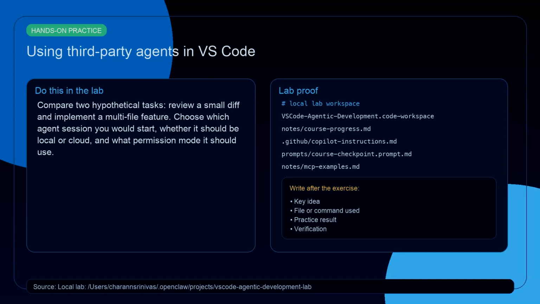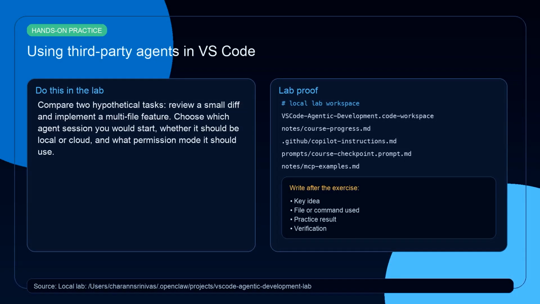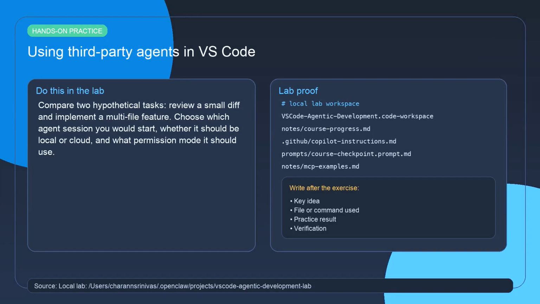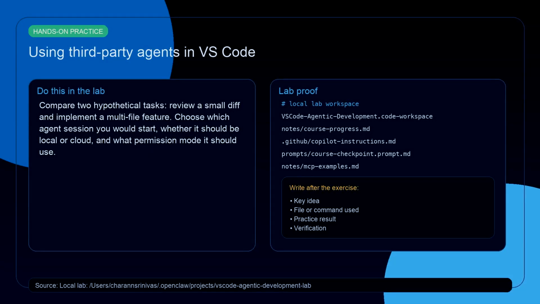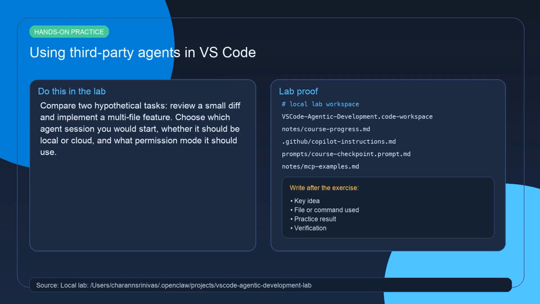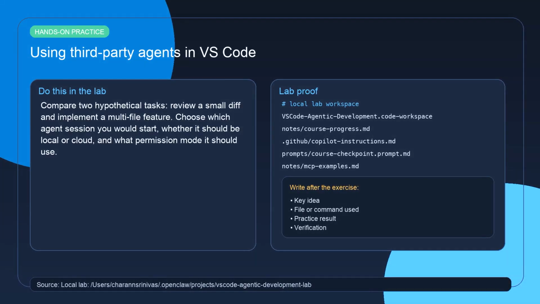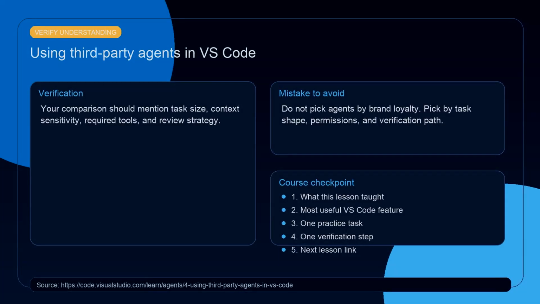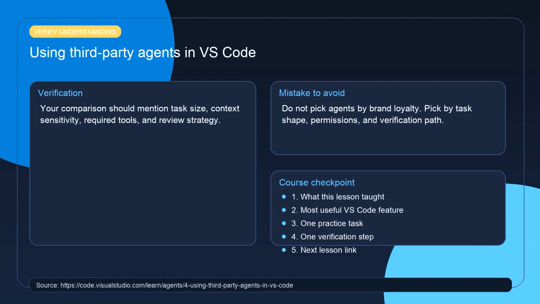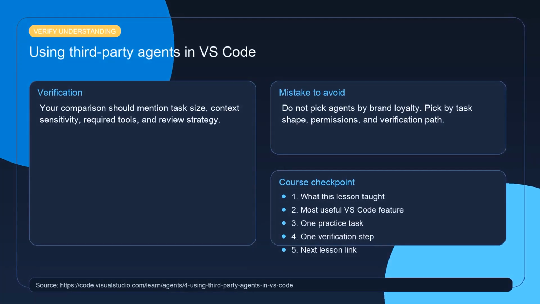Now make it practical. Compare 2 hypothetical tasks, review a small diff, and implement a multi-file feature. Choose which agent session you would start, whether it should be local or cloud, and what permission mode it should use. Your verification step is this. Your comparison should mention task size, context sensitivity, required tools, and review strategy.